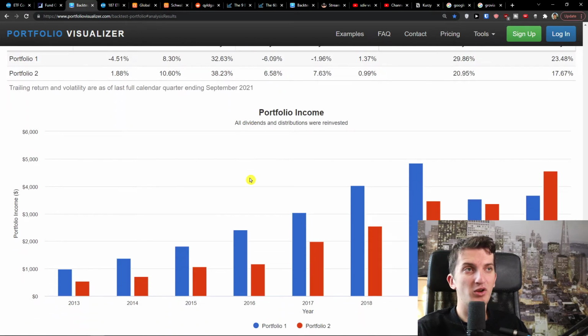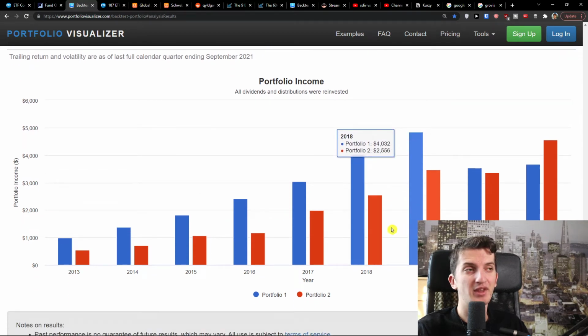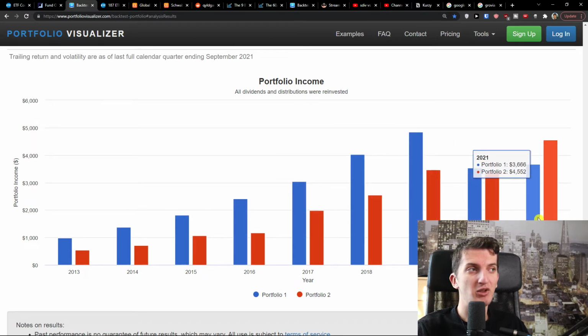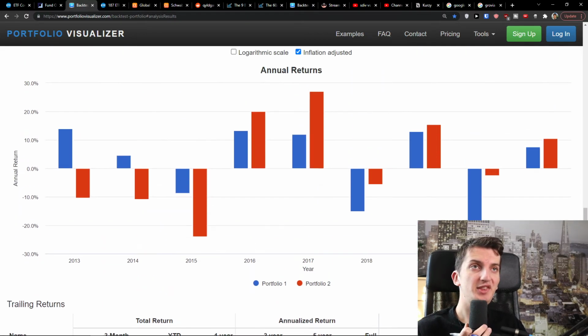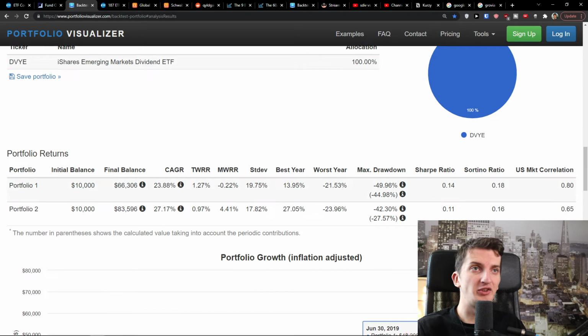And now when you look at portfolio income here, where the dividends and distributions were reinvested, SDIV was much better every single year when we look at the dividends. But look at this, 2021, not that anymore. So that's something really interesting to see.